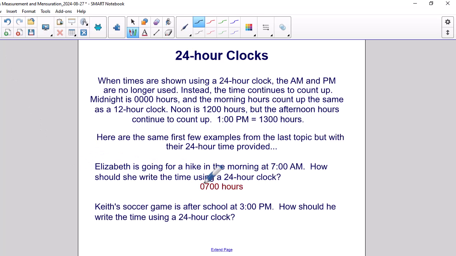A couple things to note. Two digits are used for the hours, and two digits are used for the minutes. So since 7 is typically a single-digit number, a 0 is placed in front of the 7 as a placeholder to maintain the consistency of using a 2-digit number. So we'd read that as 0700 hours or 700 hours.